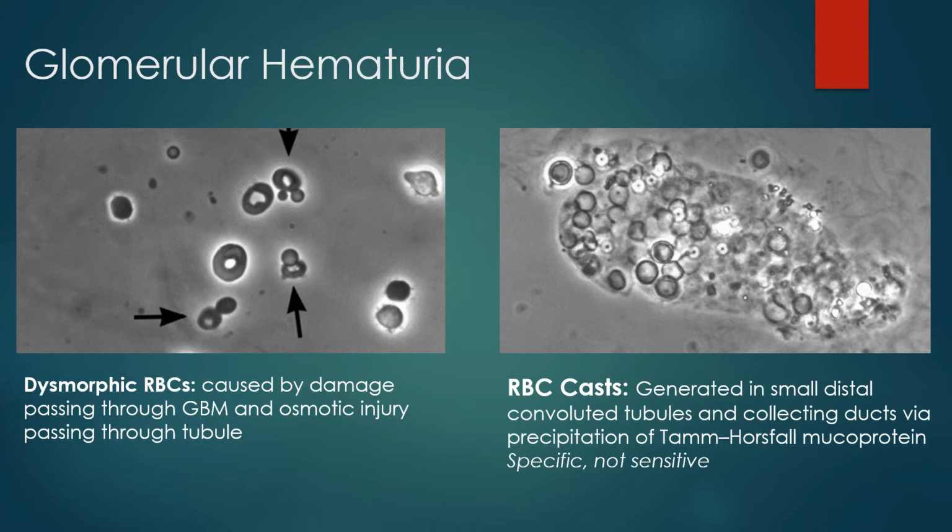Another finding that you might see are red blood cell casts, which are generated in the small distal convoluted tubules and collecting ducts through precipitation of the Tamm-Horsfall mucoproteins. This finding is specific but not sensitive.